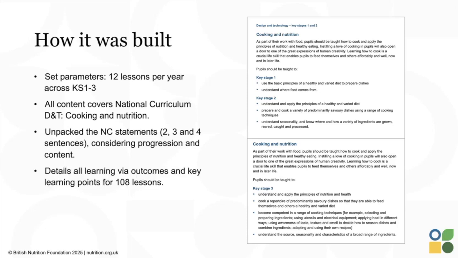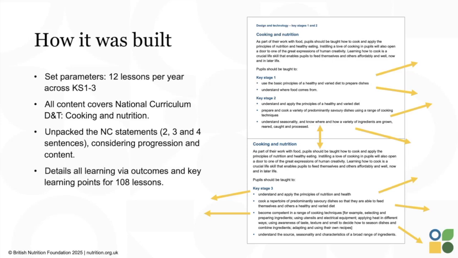And we looked at all the details on this learning and the different outcomes and key learning points for all of the 108 lessons. So this was our backbone, but we did lots of expanding. So we looked at all the different points and we thought, so what does this mean and how does it progress? So if I looked, for example, at nutrition and health, I might start with something simple, that we all need food. I might start with something simple as well, like I need 5 a day.